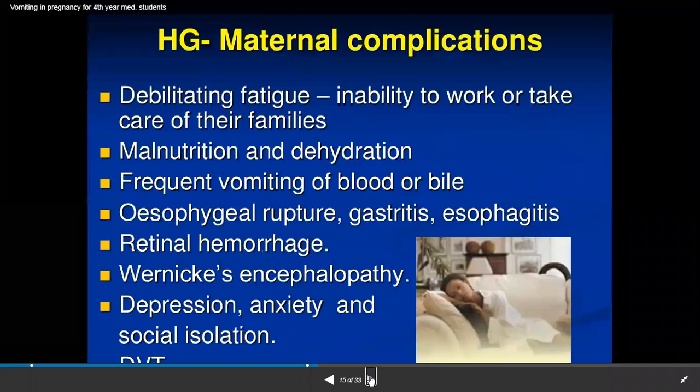Then what are the complications? Yes, it leads to complications. Which complications? It is debilitating fatigue. Debilitating means you get exhausted, fatigued, and have inability to work or take care of their families. So what we see is that if she is doing a job, she is not able to go to the office or not able to do the job, or if she is a housewife, normally she wakes up early in the morning and does all the house duties.